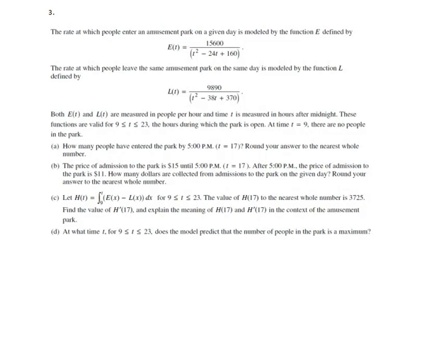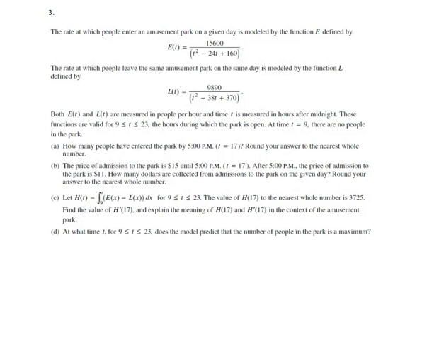Now both E of t and L of t are measured in people per hour, and time t is measured in hours after midnight. So these functions are valid for the times between 9 and 23 inclusive, the hours during which the park is open. At time t equals 9, there are no people in the park. Part A asks, how many people have entered the park by 5 p.m., that is at t equals 17? Round your answer to the nearest whole number.